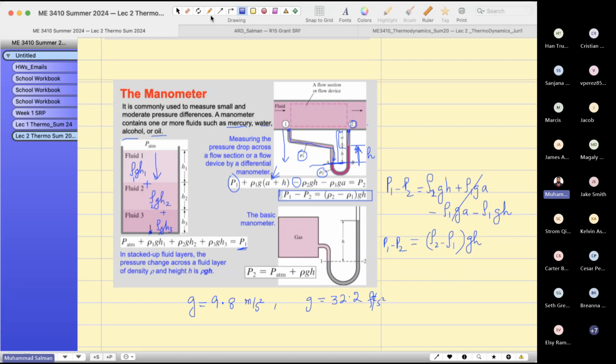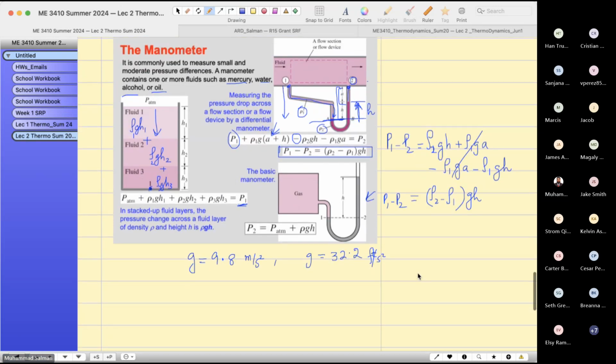Okay, guys, this is another example. If you want to find out the pressure at location 2, in this case, this is atmospheric pressure. So P2, let's draw a line here. P2, if you go from here downward, negative.